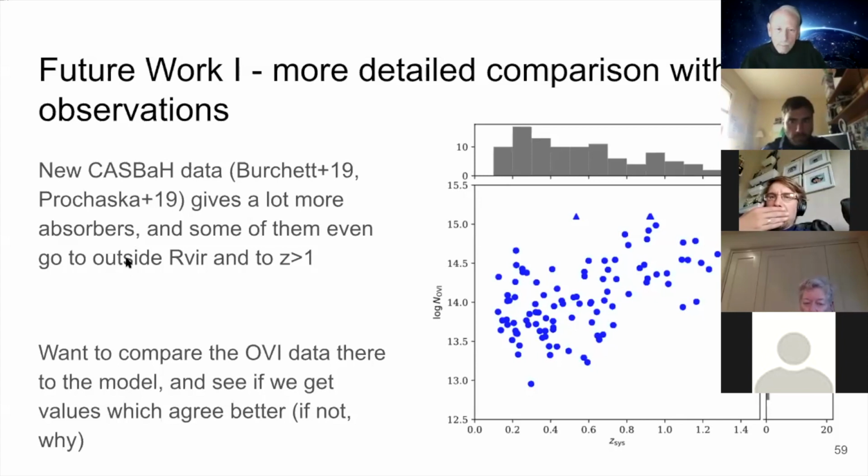So the especially exciting one is what's called the COS-Halos survey, where we've gotten neon 8 data from Burchett 19, we've gotten oxygen 6 data from Prochaska 19, and we'll get more connecting data in the near future, which gives a lot more observers, some of which are even out at redshift 1. So we want to compare the oxygen 6 data there with the model and the other ions, especially high ions, and see if we get values which agree pretty well or better than other kinds of models. And if not, why not?